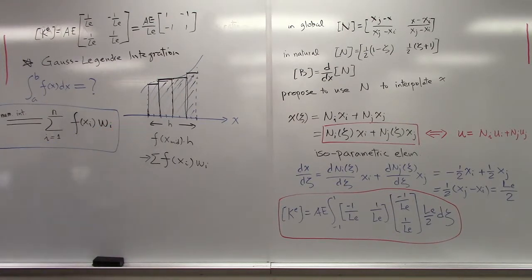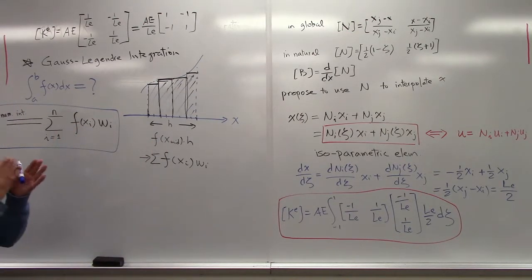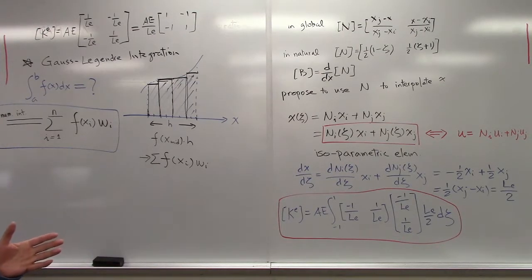And Gauss and Legendre, they came up with a clever plan. They argue that evenly based numerical integration is not the most efficient. Depending on the shape of the function, if you cleverly select some points which are not evenly spaced, you may get a higher order integration, integration of high order accuracy. Okay, so that's the basic idea.